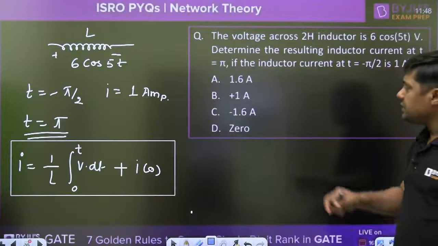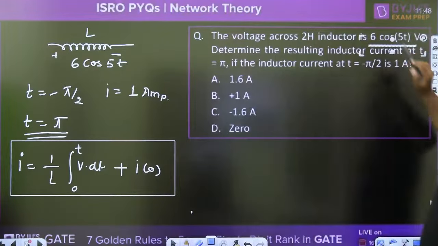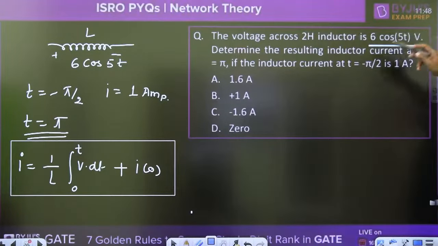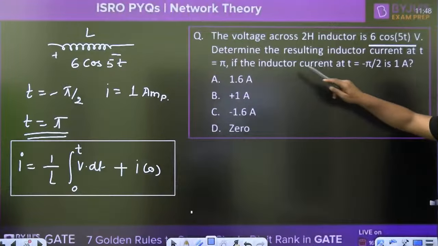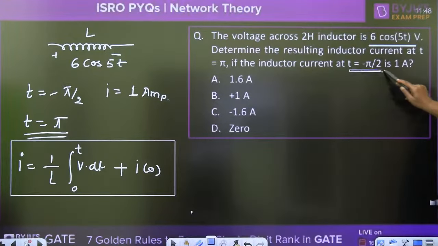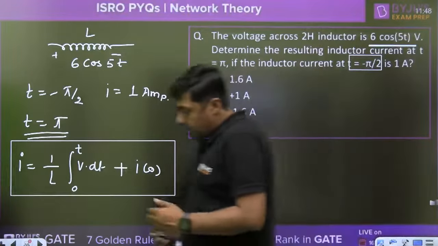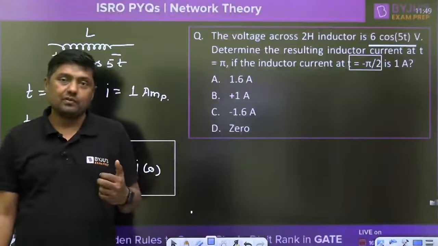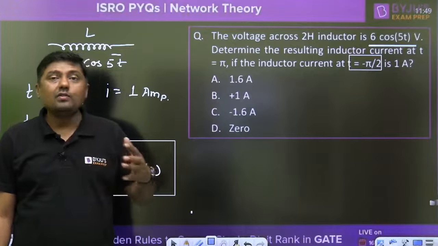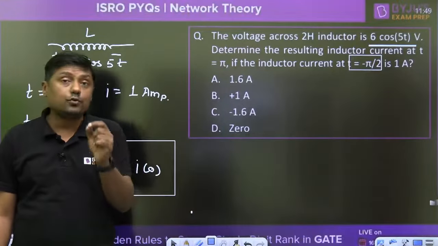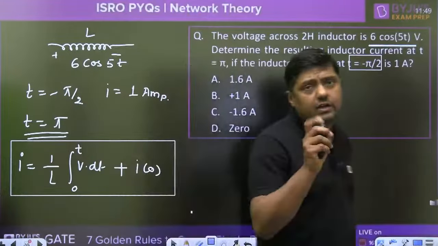Once you get the initial current, what is the integration of 6 cos 5t? You can find the value, that is 6 by 5 sine of 5t. Put the value of 2 Henry here, and then it will become 1 by 10. Then put the value of t here, minus pi by 2, and equate it to 1 ampere. You will find the initial value of the current, and then find it at t equal to pi. But the time is negative. Remember that point. When we are finding the integration, you have to use the negative value of t. According to that you have to find the answer for this question.